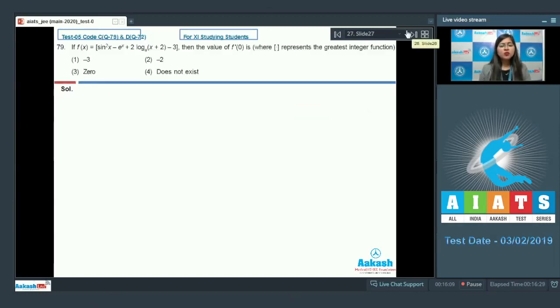Next is question number 79, which says that if f(x) is equal to the greatest integer of sine square x minus e raised to the power x plus 2 times ln of (x plus 2) minus 3, then the value of f dash 0 is. See, if we talk about this question, the values of f(x) will always be integer values, right? So the graph is, let us say, anything like this. So the value of f dash x will either be 0 or it will be non-existent, right?